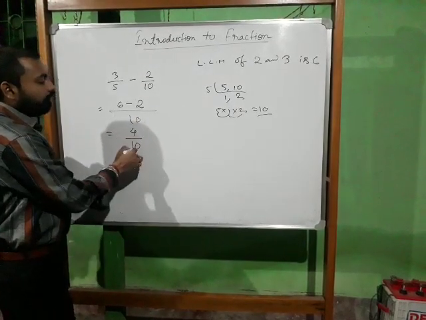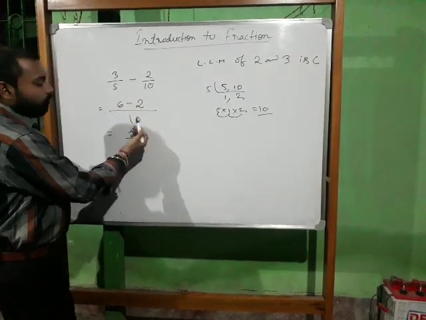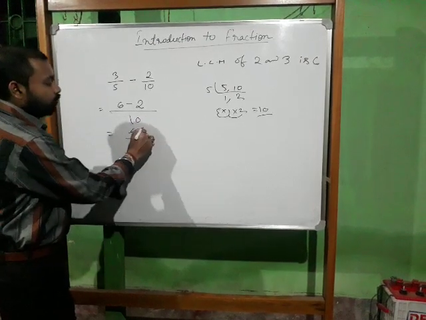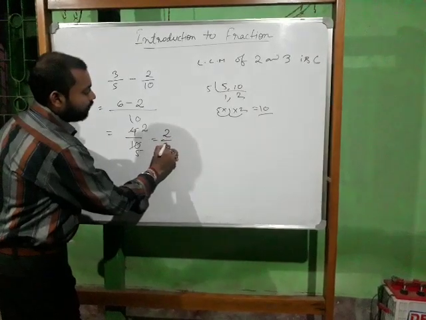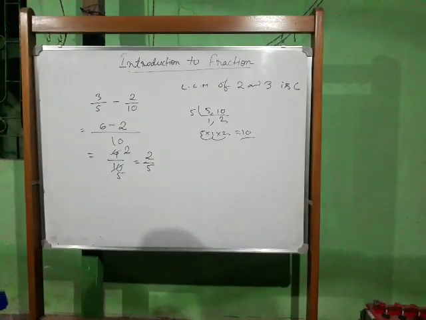So when you reduce, you have to reduce with the same number. So with 2 we can reduce, because in the multiplication table of 2, 4 is there. So 2 2s are 4 and 2 5s are 10. So the answer is 2 by 5. Okay, so this is all about subtraction.